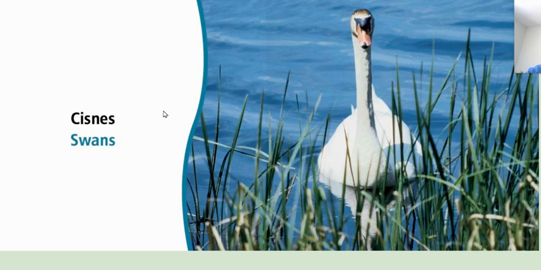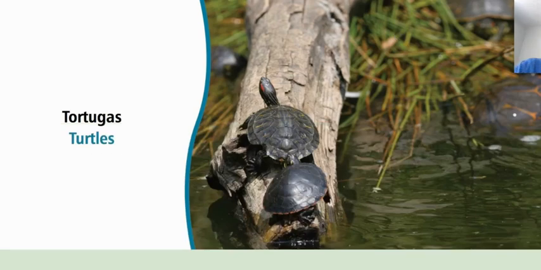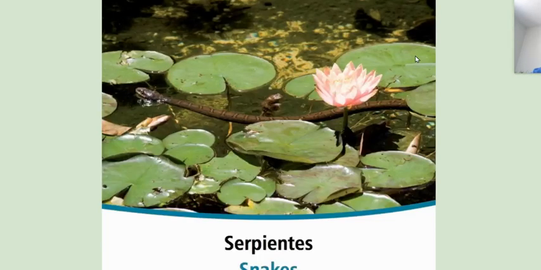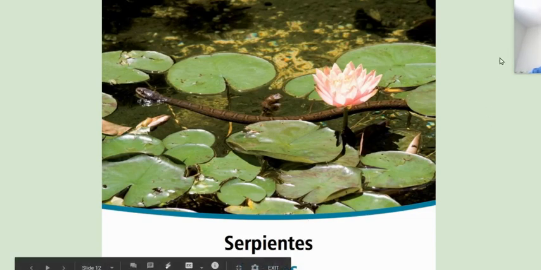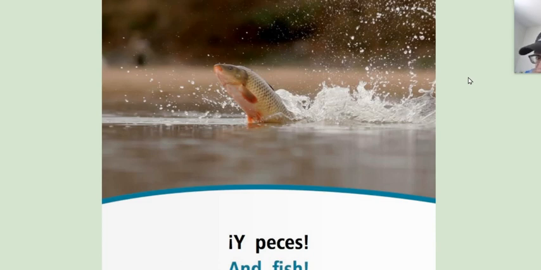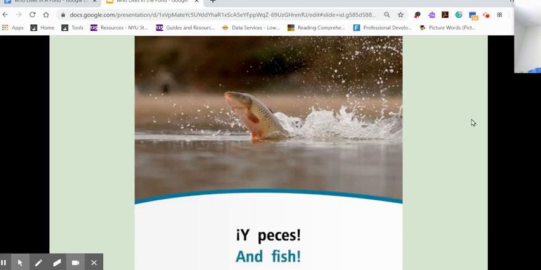This is a word that I learned, I think, last year for the first time. I didn't know what the word swan was in Spanish, so that was really a good learning for me. Tortugas, turtles. And for those of you who watch Wildcrats on PBS, they have a tortuga that's a flying turtle, right? Serpientes, snakes. So serpents, right? Serpientes, snakes, right? Interesting. Y peces, and fish. Super simple book.